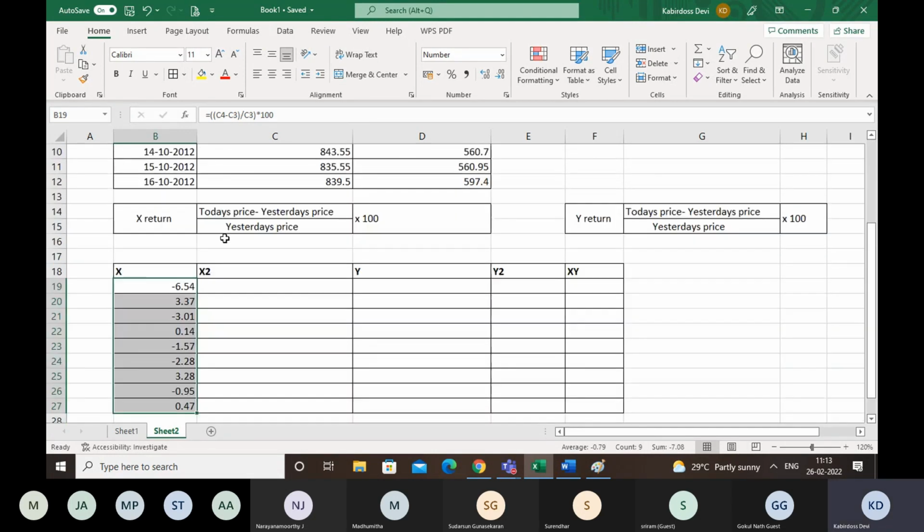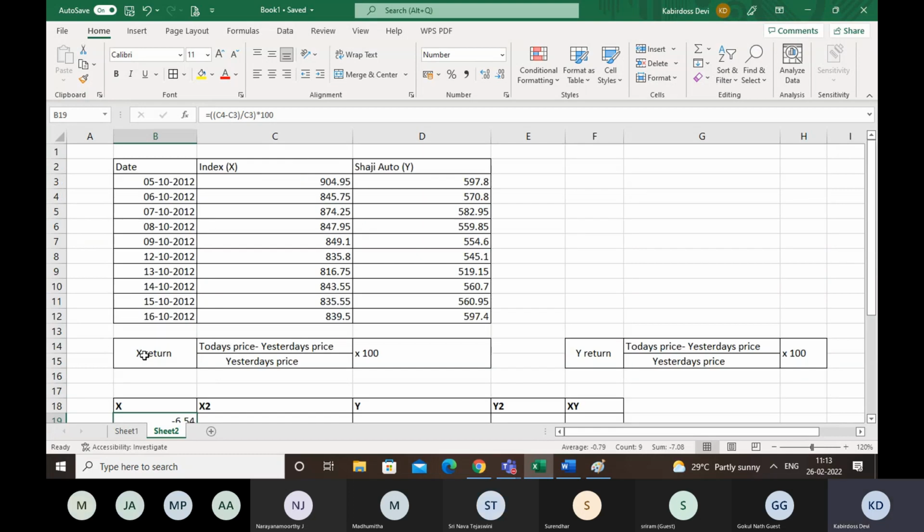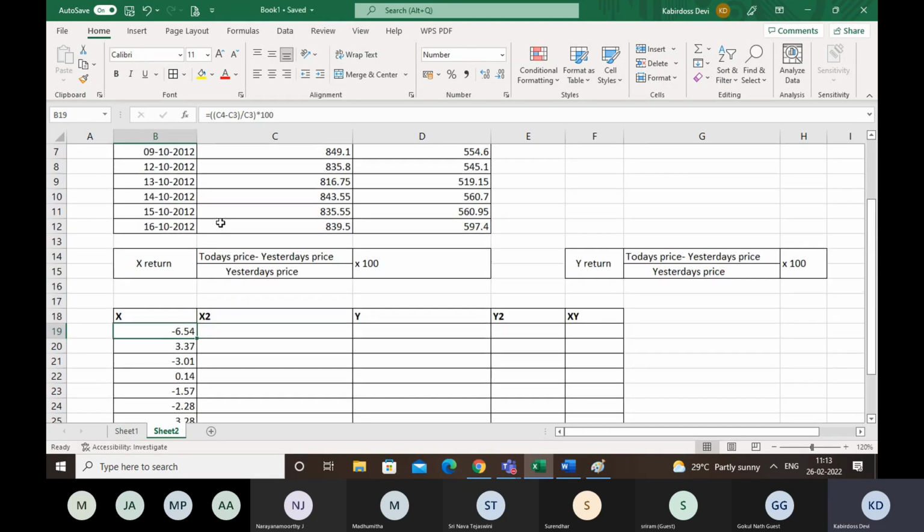Now if you see, I got values for 9 days only. I can calculate for 9 days because the fifth day doesn't have the fourth day data, so I can't take that. So only 9 I take. So the x values are minus 6.54, 3.37, and so on. You can note down the values in your notebook, or try this with your calculator. See, this is the formula. Have you taken down this x return formula and y return formula?